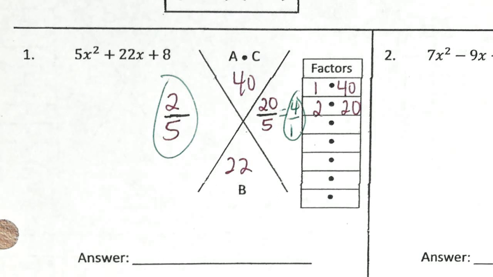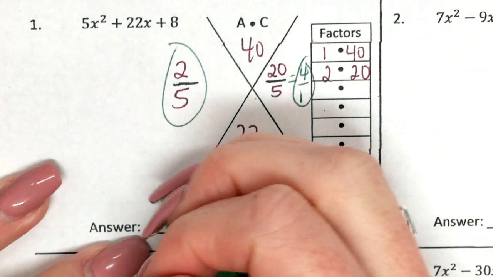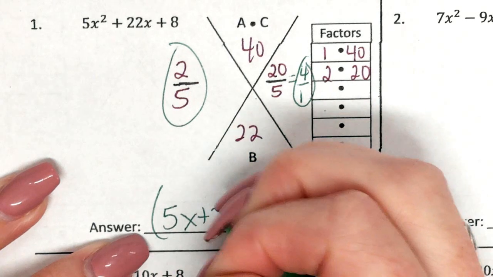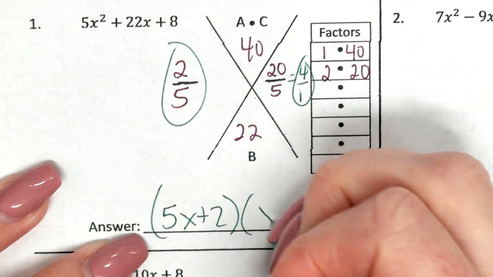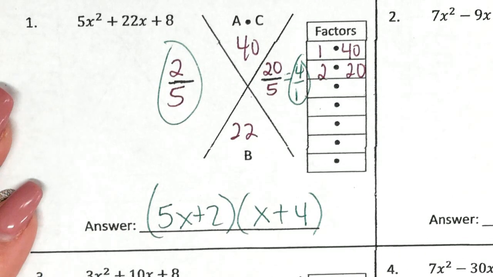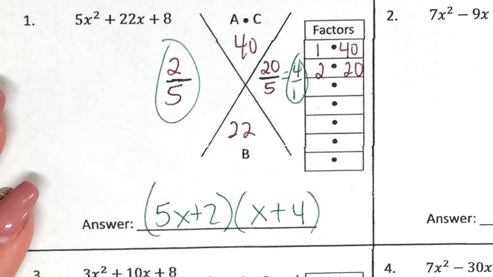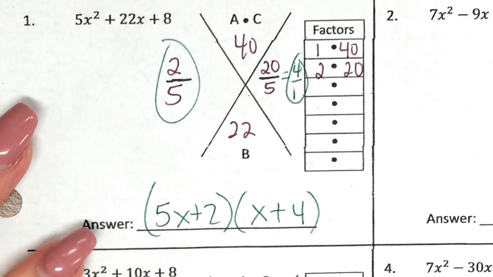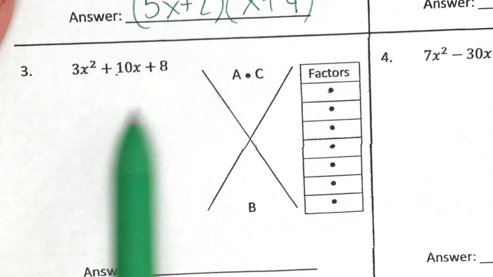Remember, the bottom number goes with the variable. Yes? So I have 5x plus 2 times 1x plus 4. How do y'all feel about that? Good? All right, y'all try this one, number 3, on your own.